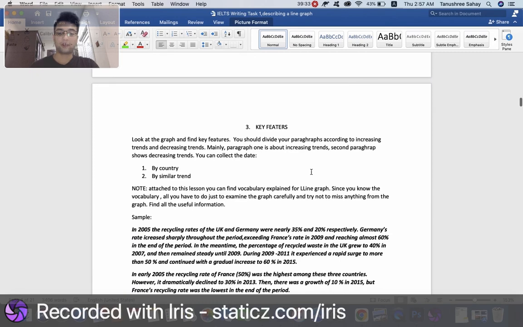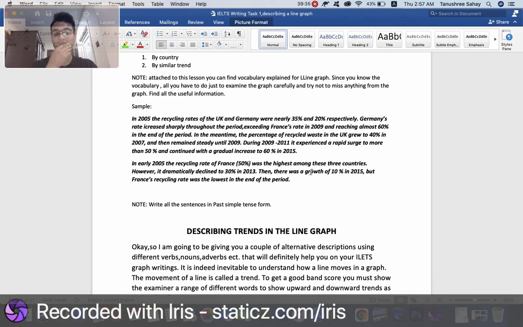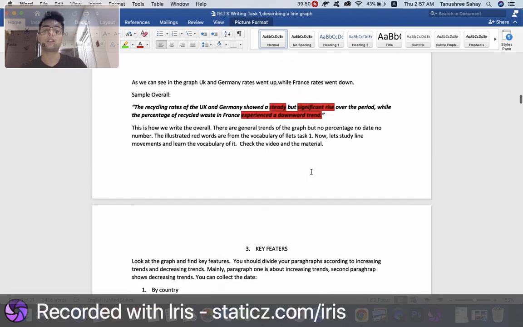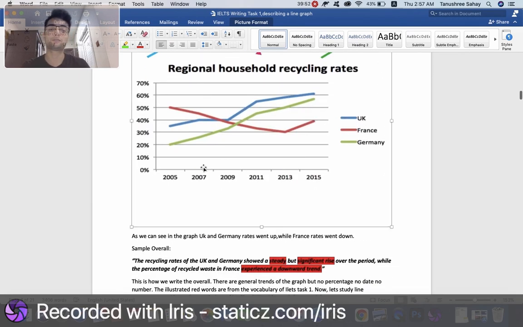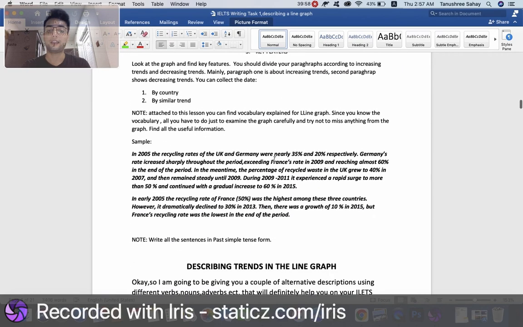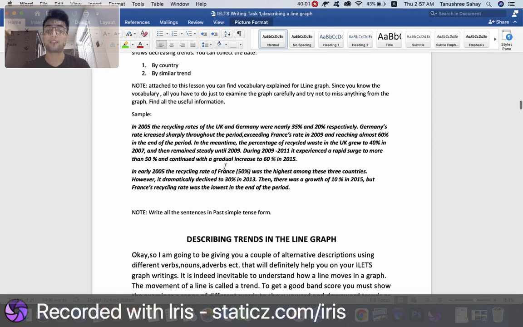Now, as the second trend of my graph, I chose to write the highest numbers of my line graph. So in early 2005, the recycling rate of France was about 50%. It was actually exactly 50%. You can see it in the graph.